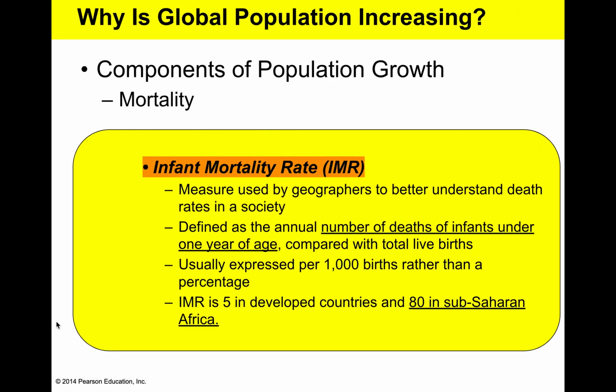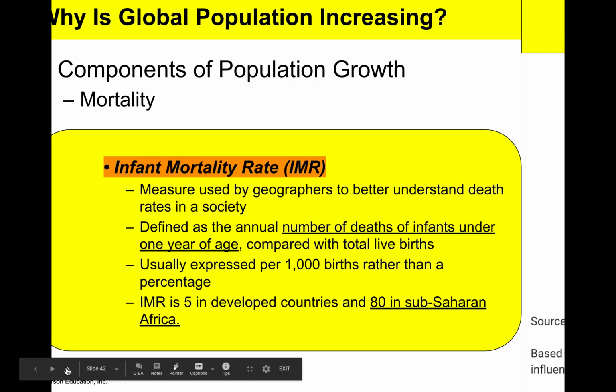Another measurement we look at for measuring population increase or decrease is infant mortality rate. Infant mortality rate is the number of deaths of infants under the age of 1 out of 1,000. So if an infant mortality rate is 5 in developed countries, that means 5 out of every 1,000 children that are born perish before the age of 1. And they are the lowest rates, so it shows a low natural increase rate. And then we look at Sub-Saharan Africa, which has the highest infant mortality rate, nearly 8 out of every 1,000 births perish.